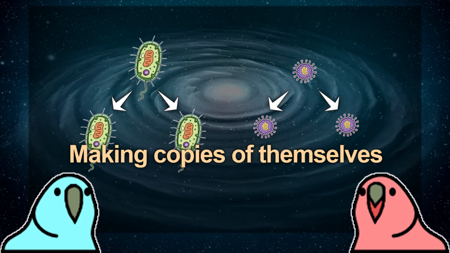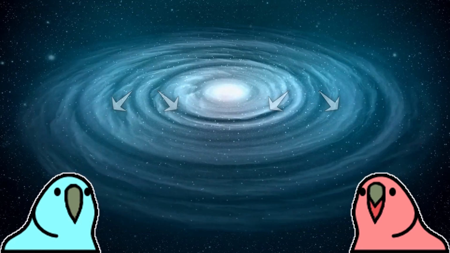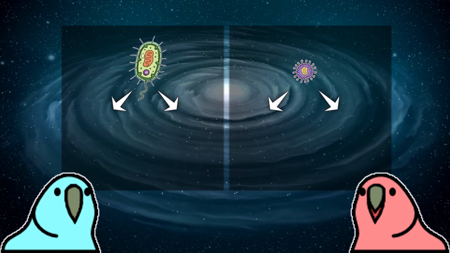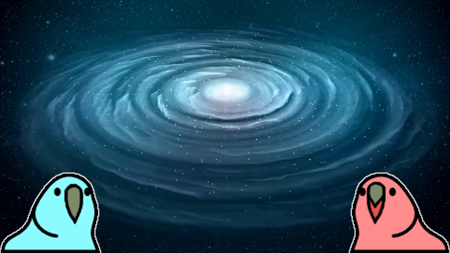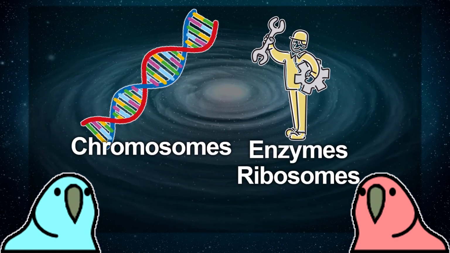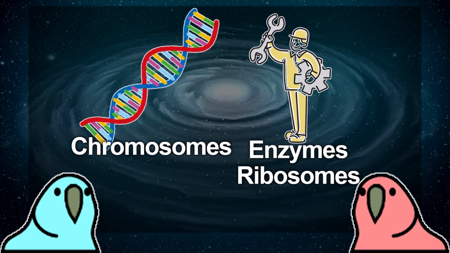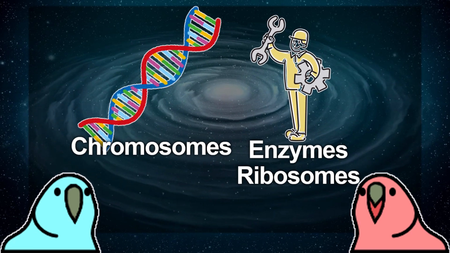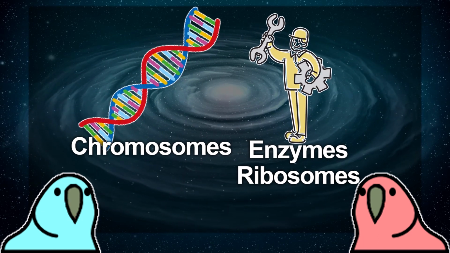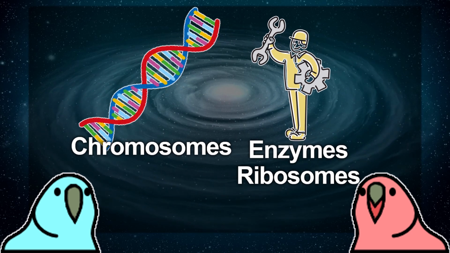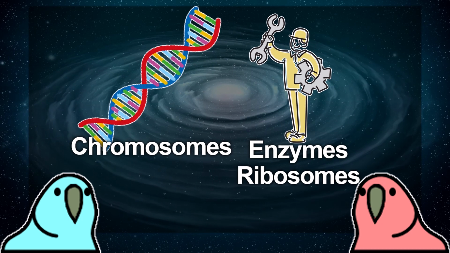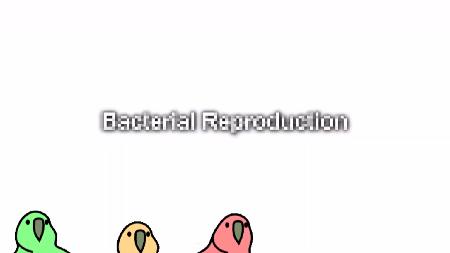I've heard of this. And the method of making copies of themselves, in other words, their method of reproduction, is completely different between bacteria and viruses. How is it different? In order to make a copy of themselves, they need a blueprint and various craftsmen to do the work. Specifically, the blueprint refers to the chromosomes, and the craftsmen are enzymes and ribosomes. I see a blueprint and craftsman. Those are the two things. Bacteria, viruses, and even human cells all need these two things to multiply. Let's take a look at the specific method of bacterial reproduction.